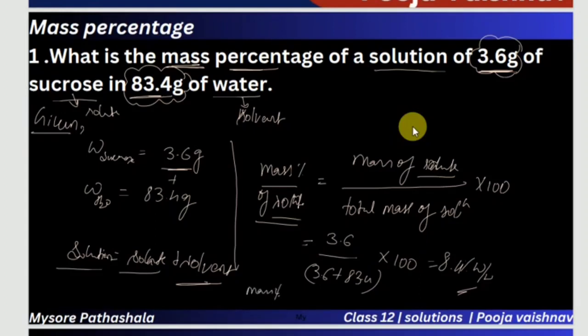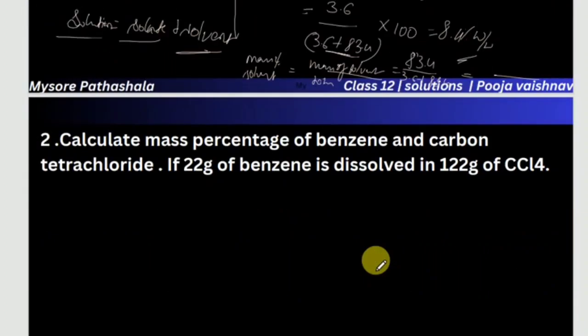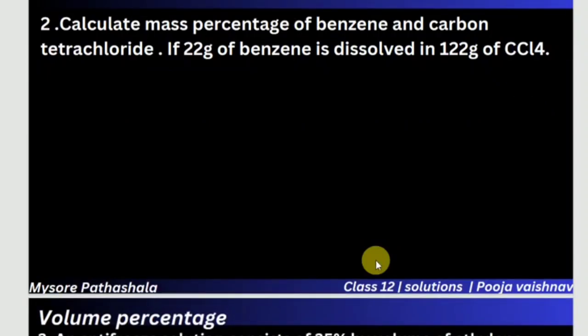To find out the mass percentage of solvent, what we have to do? We have to take the mass of solvent divided by the total mass of solution. So the mass of solvent is 83.4 divided by the total mass, which is the same, 3.6 plus 83.4, and if you solve this, you are going to get the value. Simple. Okay, now let us move on to the next question.